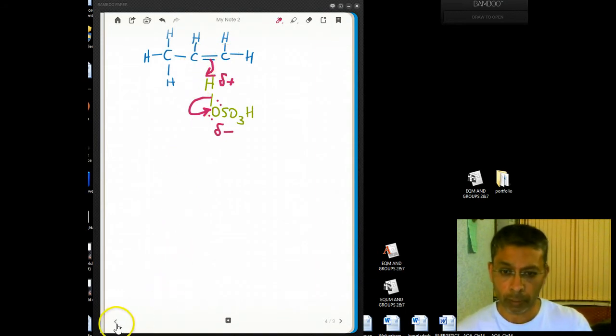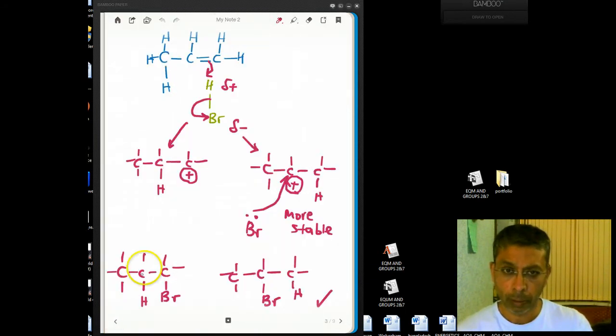If you come back to this one, notice the hydrogen which added to this carbon here. There we are, look, added to this carbon here. That gave you the more stable carbocation. So as a shortcut way of working out where the hydrogen adds, the hydrogen will add to the carbon which already has the most hydrogens. This carbon's got 1 hydrogen, this carbon's got 2, so the hydrogen adds to this one.